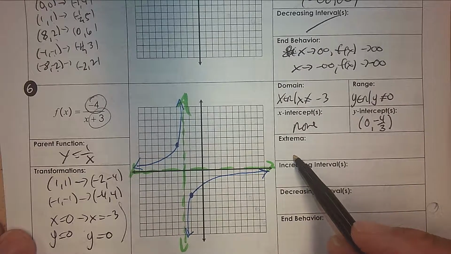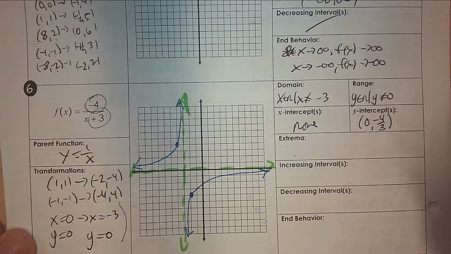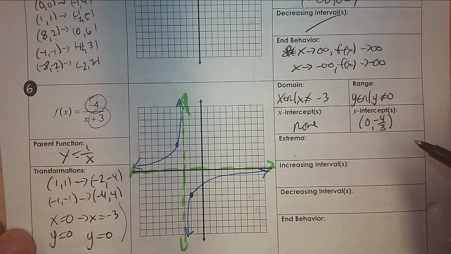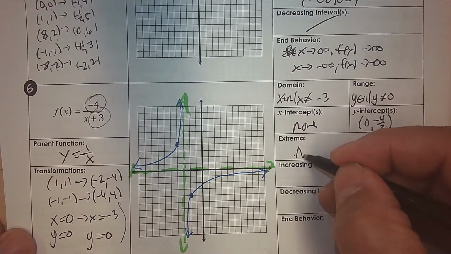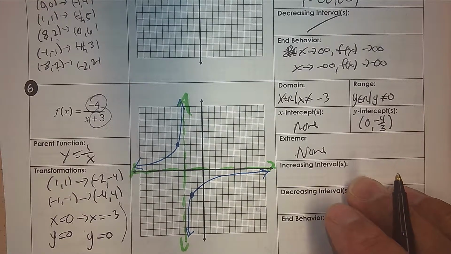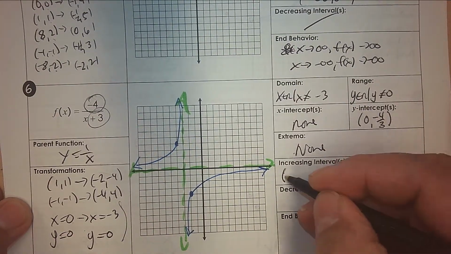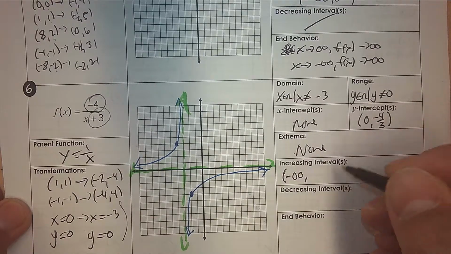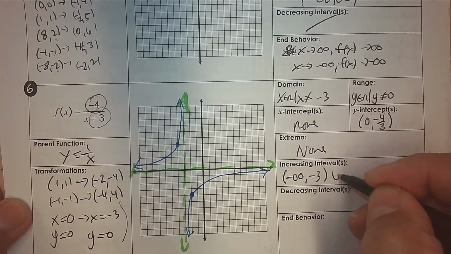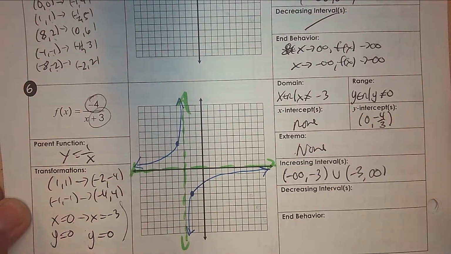Extrema, so that means this below -1. Probably could have been just a little bit higher when I drew the curve. There's none. So there's no points of inflection, nor are there maximums or minimums. Where is it increasing? From left to right, it's increasing. So it's increasing from -infinity to -3, and from -3 to infinity. So increasing, increasing. Nothing decreasing.